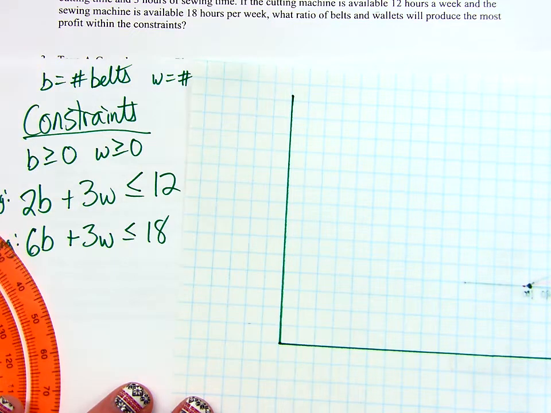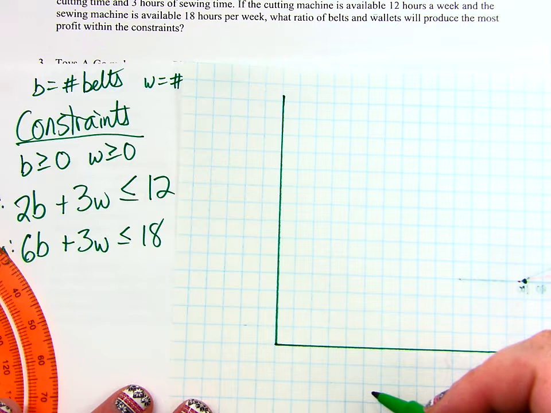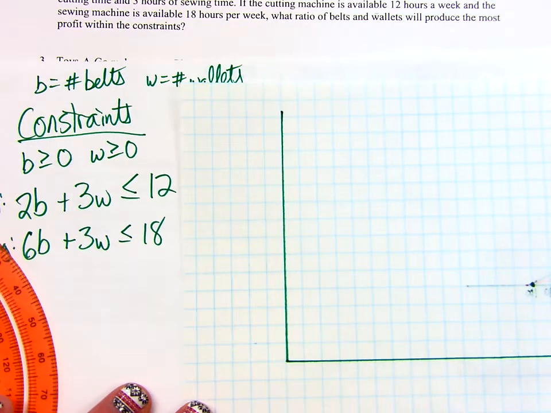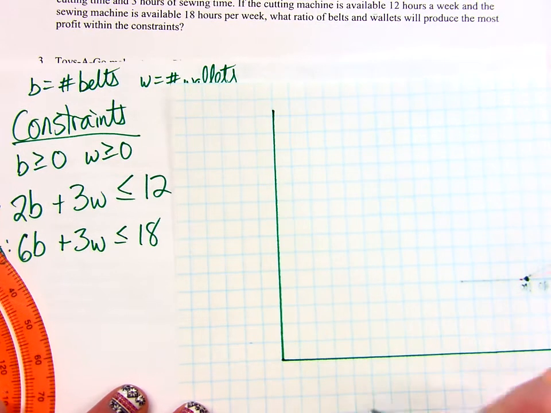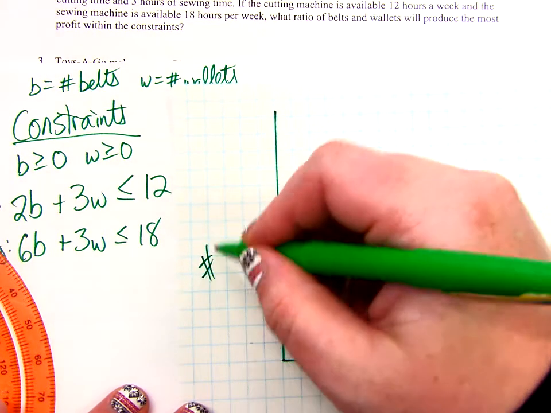Trying to remember which one I put on the 6. Cutting. That makes no sense. Yeah, okay. I put belts down here and wallets here.